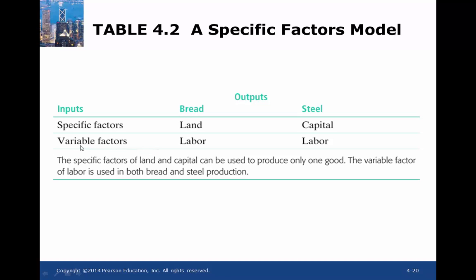For bread and steel both, you can see labor is a variable factor. Why? Because you need labor to produce bread and you need labor to produce steel. The specific factors of land and capital can be used to produce only one good, as for example, land for bread and capital for steel. The variable factor of labor is used in both bread and steel production.